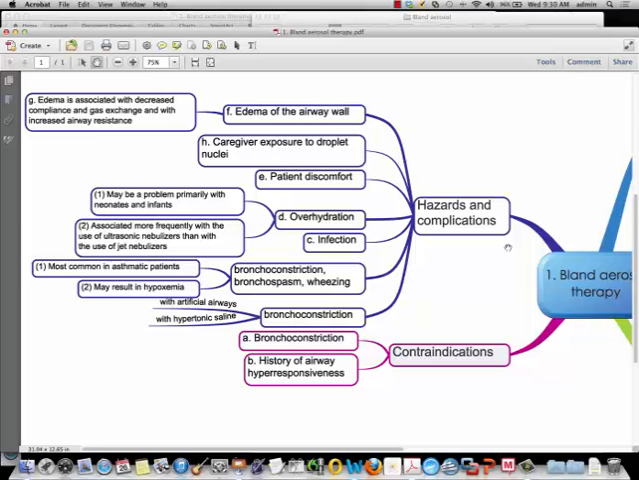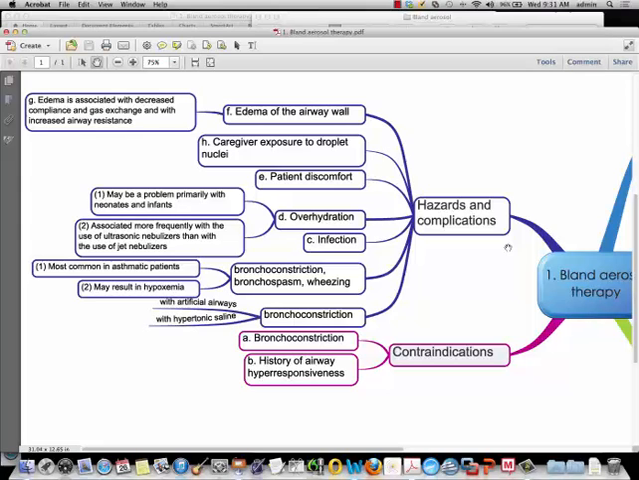Okay. What causes the airway to become edematous as a result of aerosol therapy? That usually goes with heated aerosol, particularly when the aerosol is too hot. The heat causes the airway to swell. The heat causes the airway to have edema.